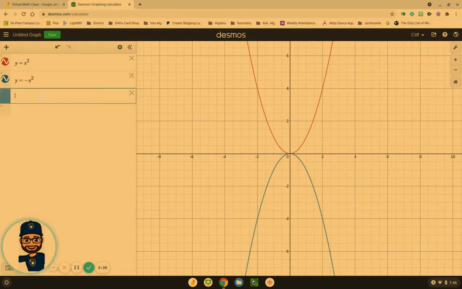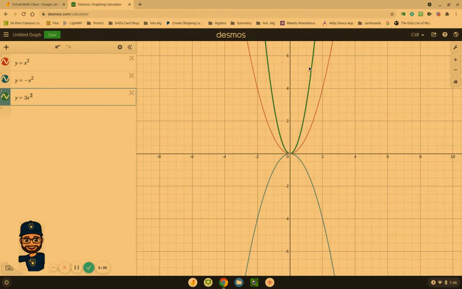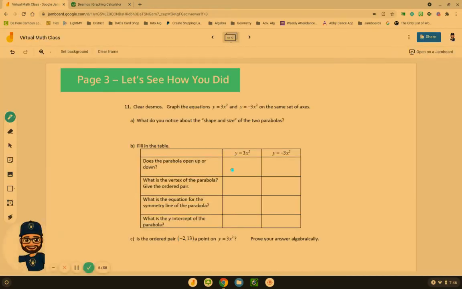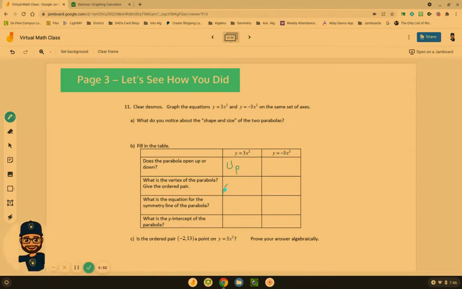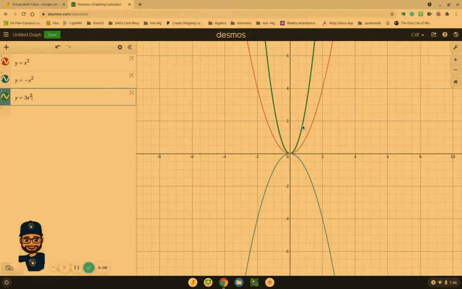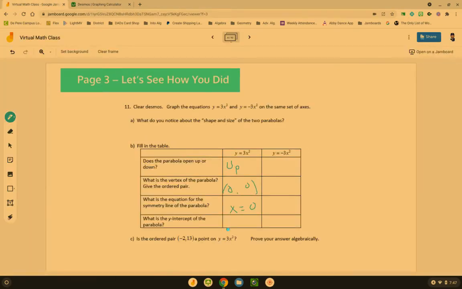So now if I type y equals 3x squared, so doing it in green, and you'll notice that it opens up. All right, so we're going to say that it opens up. Where's the vertex? Well, the vertex is still here in that exact same spot. Right here's the bottom of it, still at 0, 0. Therefore, what's the equation of that symmetry line? X equals 0. What is the y-intercept? Where does this green line touch the y-axis? Y equals 0. So the y-intercept is at 0.